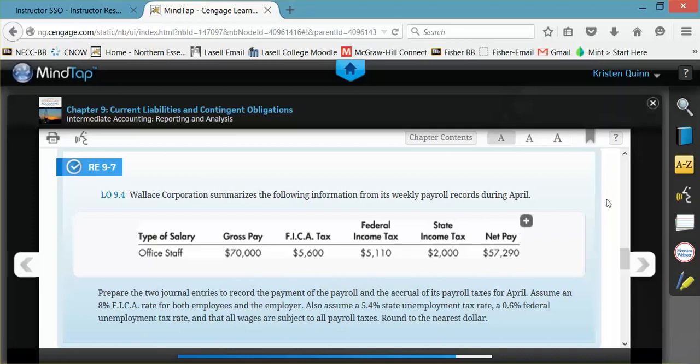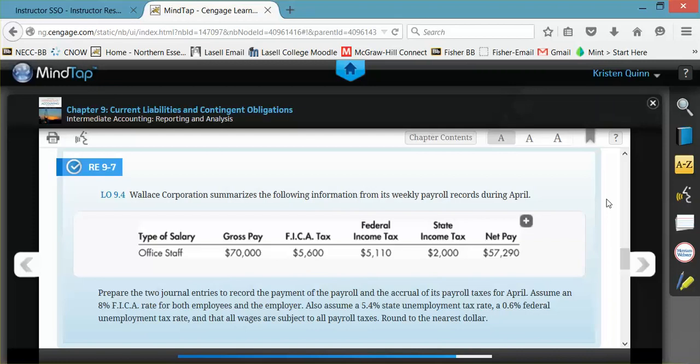So we need to prepare the two journal entries to record the payment of the payroll and the accrual of our payroll taxes. So every time a company runs payroll, they have to have two journal entries. The first one is going to record what the employees have earned, what we as the company are withholding on their behalf for taxes, and how much they're actually getting in cash.